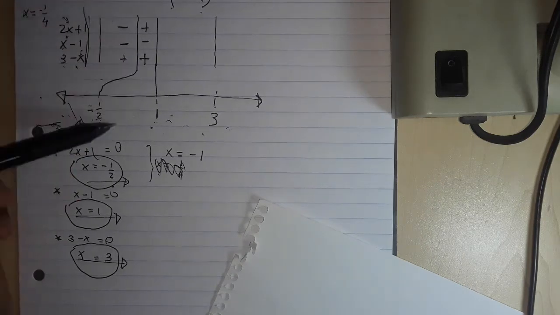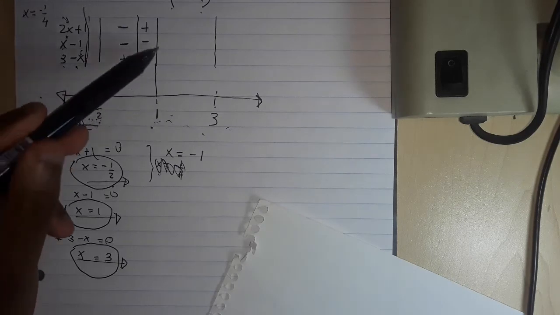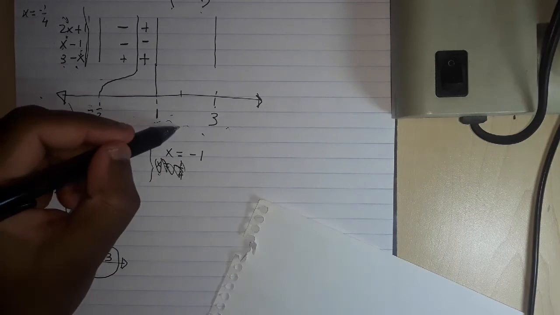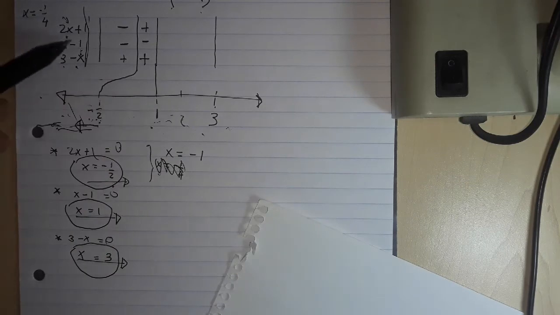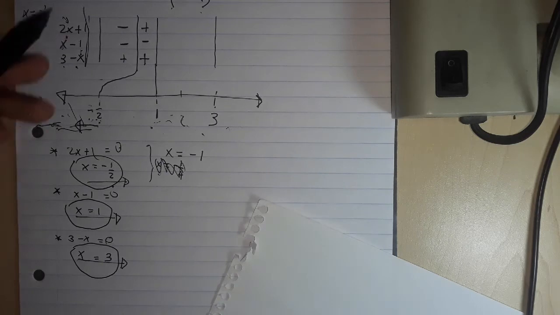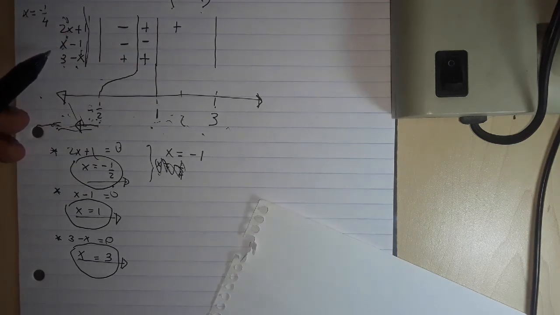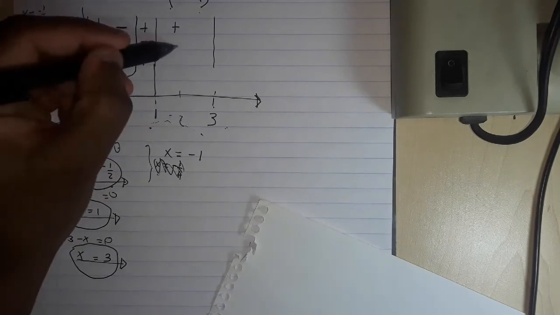So we've seen what happens between minus 1 and 1. Let's see what happens between 1 and 3. Let's take a random value, maybe 2, right? So if we plug in 2 times 2 plus 1, we get 5, which is a positive value, right? Here, if we plug in 2 minus 1, for instance, we get what? 1, which is a positive value.